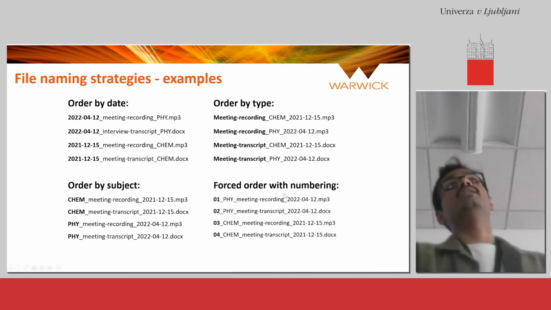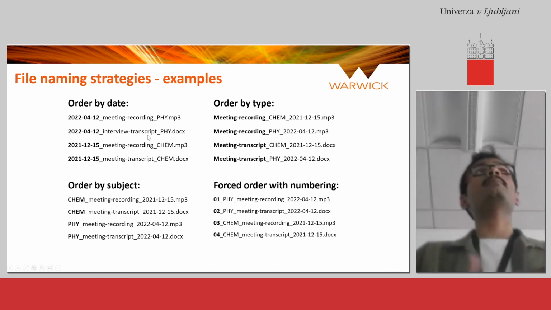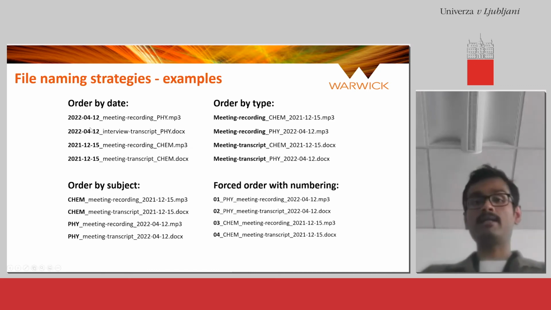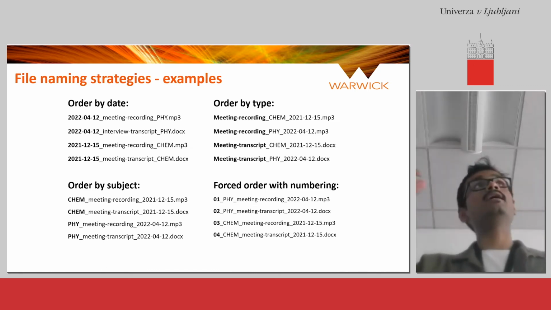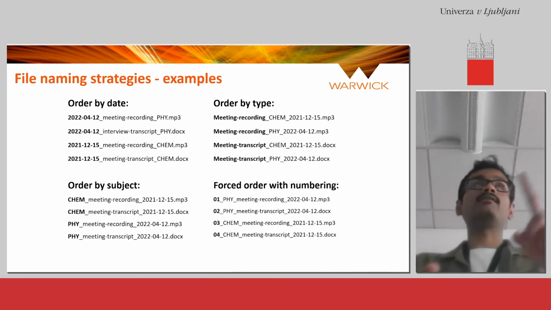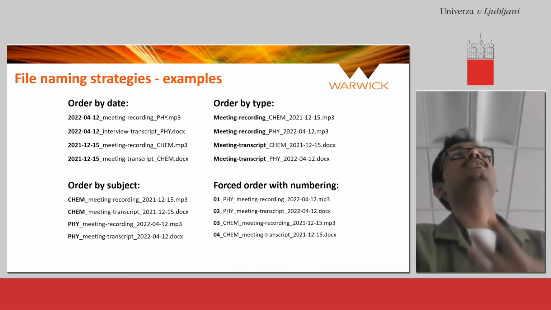It could be first ordered with numbering. So it's all up to people how they like it. Generally, when I'm having a meeting with my supervisor or anybody, I go with order by date. So the moment you see the name of the file, you get the idea what it is, when it occurred, with whom it happened, and what the subject was. So having a file naming strategy is very important.